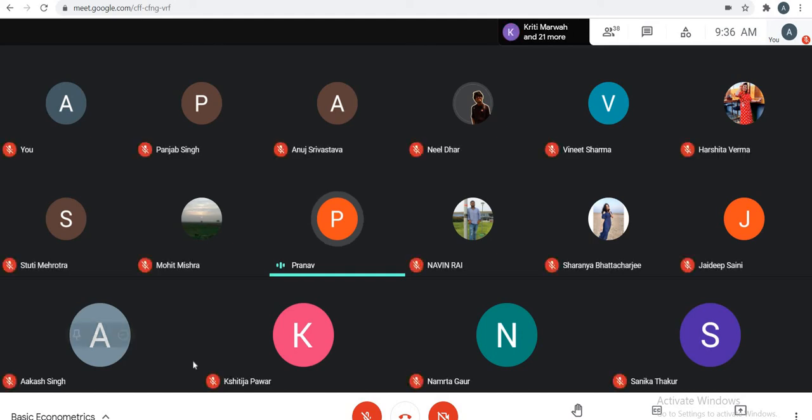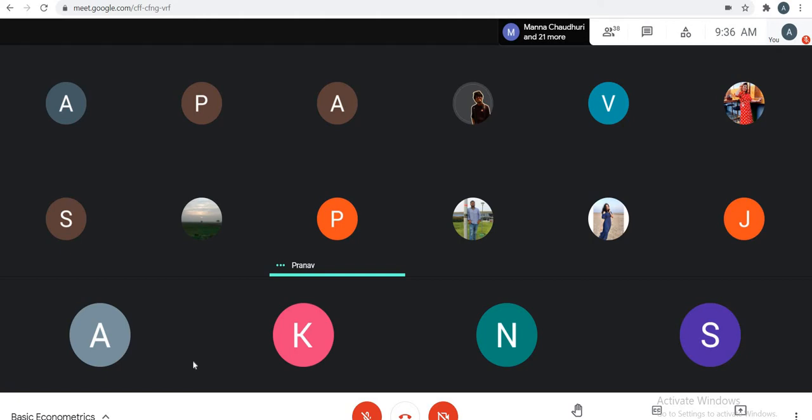This property is called best linear unbiasedness. They are best because, out of the class of all linear unbiased estimators, it is the OLS estimator which gives the minimum variance, provided all the assumptions underlying OLS are satisfied.